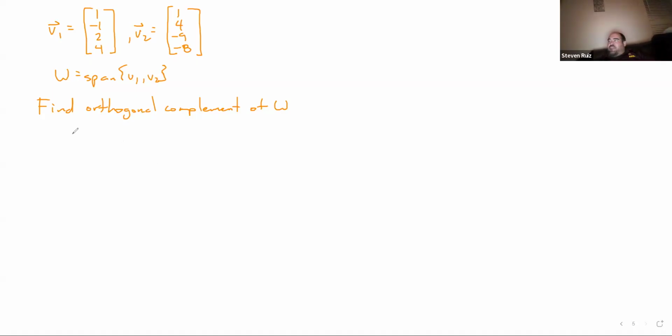What I want to find are the things that don't even come, I'm speaking very informally, the things that don't even come close to that span. I want to find the things that share no directionality with V1 and V2. So basically, I want to find vectors that look like this: V1 dot U equals 0, V2 dot U equals 0. I want to find all the vectors U that look like that.